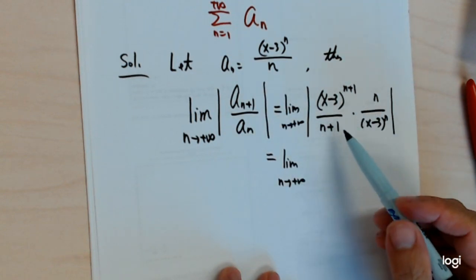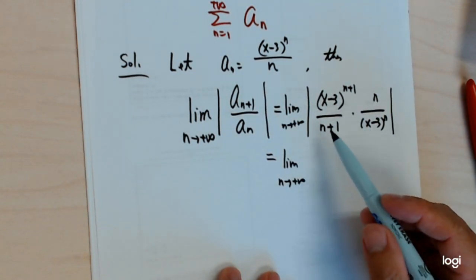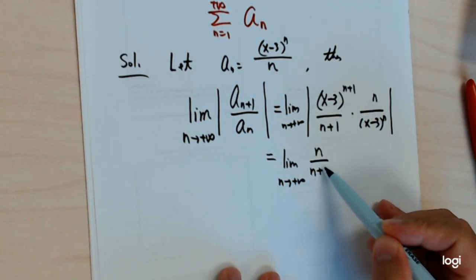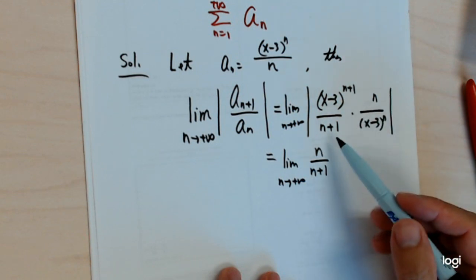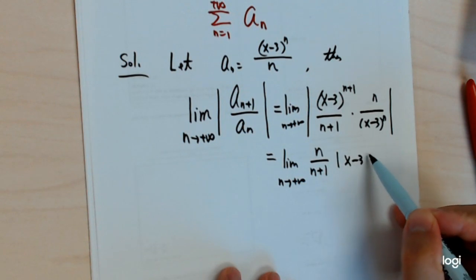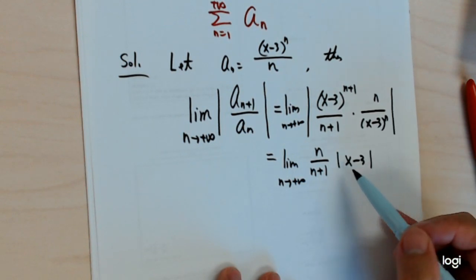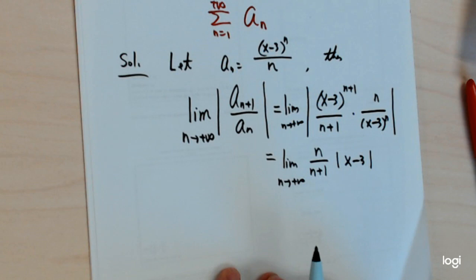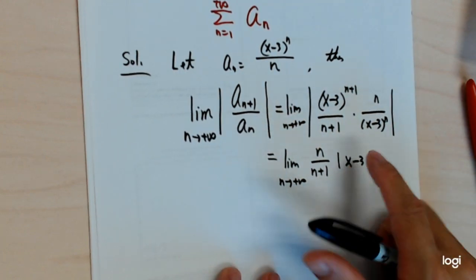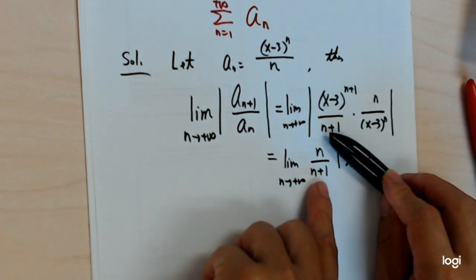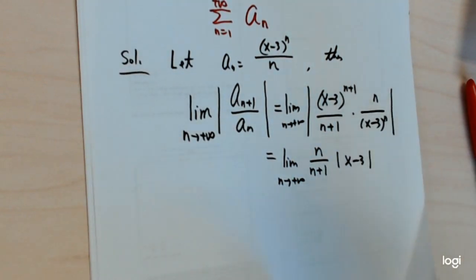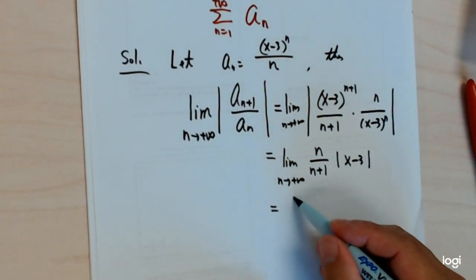So let's simplify this. Here we have n over n plus 1. I can take this outside because it is always positive, so I don't need the absolute value sign here, followed by absolute value of x minus 3, where I do need the absolute value sign. And we calculate the limit of this when n goes to infinity. This term obviously does not depend on n. There's no n in there. So just figure out the limit of this part, which is clearly 1. So the limit of the ratio is absolute value of x minus 3.